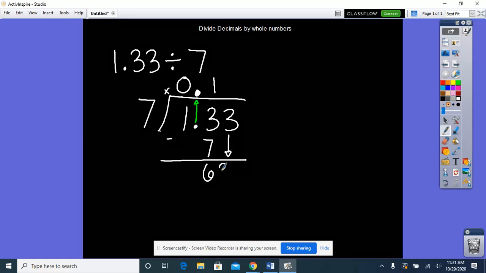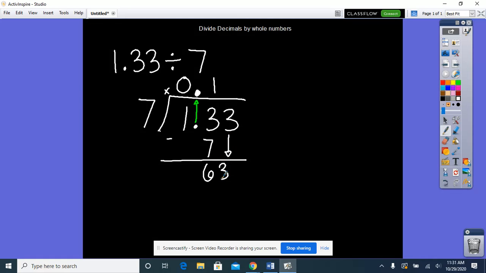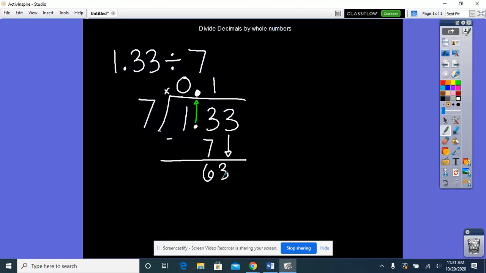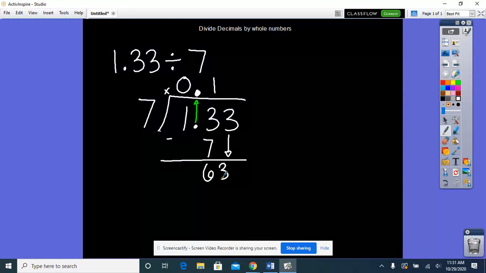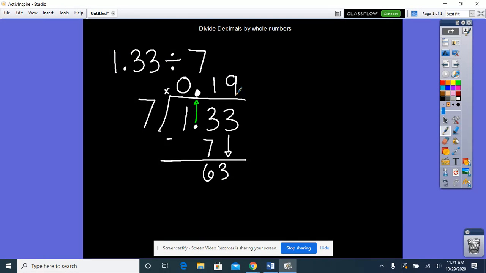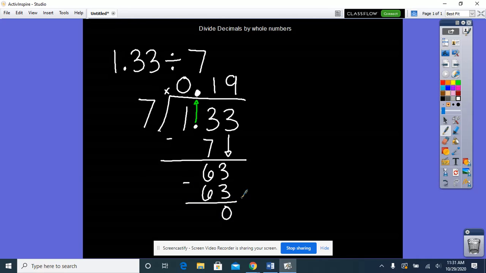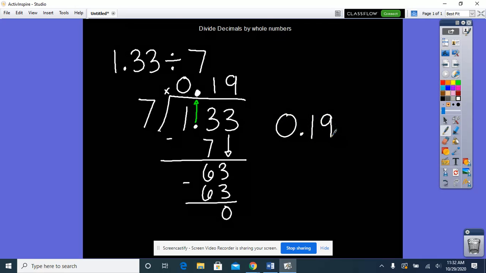Bring down my 3. How many times will 7 go into 63? We can skip count. Think to yourself, 7 times what equals 63? Well, 7 times 9 equals 63. So it would go in 9 times. 9 times 7 is 63. 63 minus 63 is 0. Do I have anything else to bring down? No. So 0 is my remainder. And my answer is 19 hundredths.